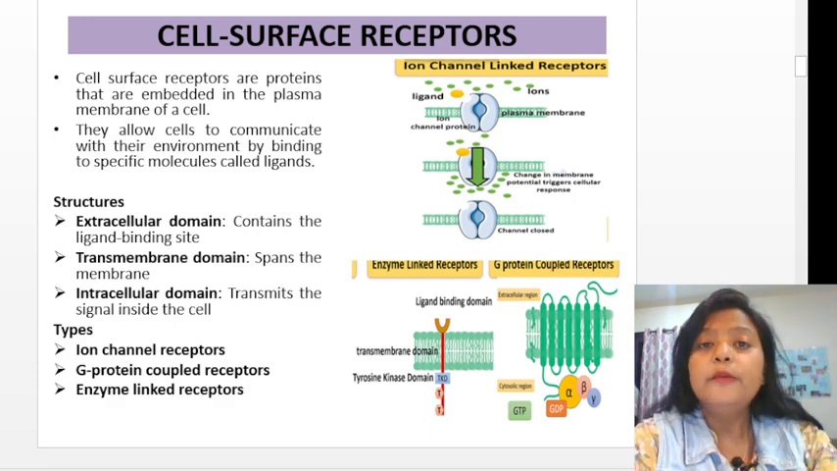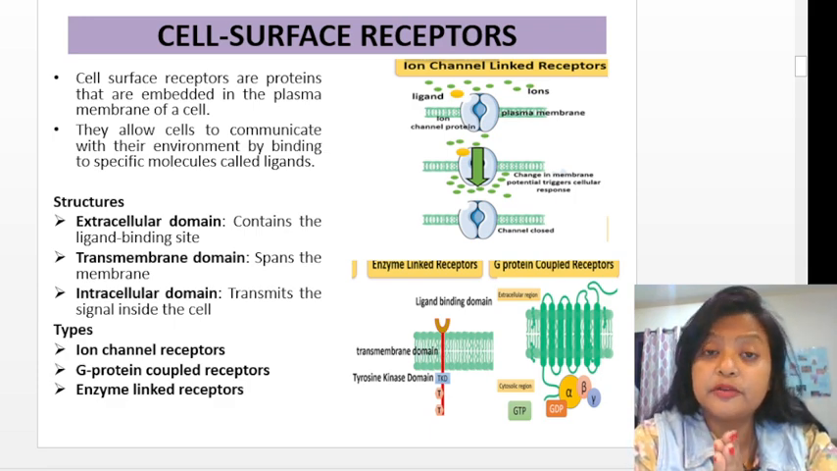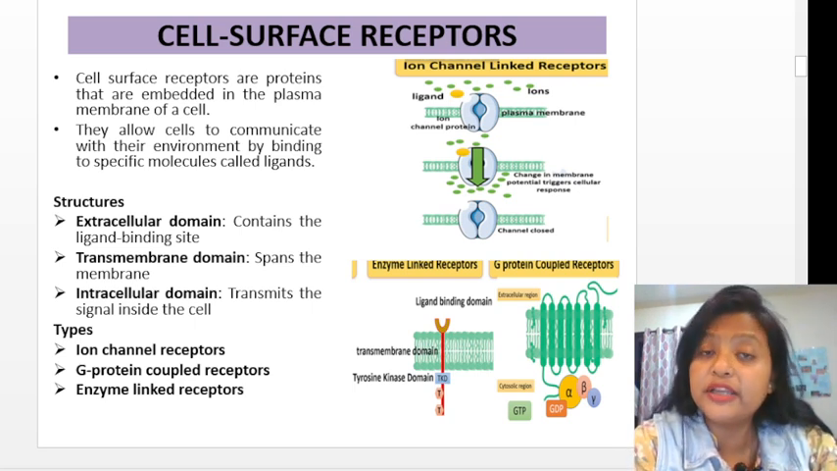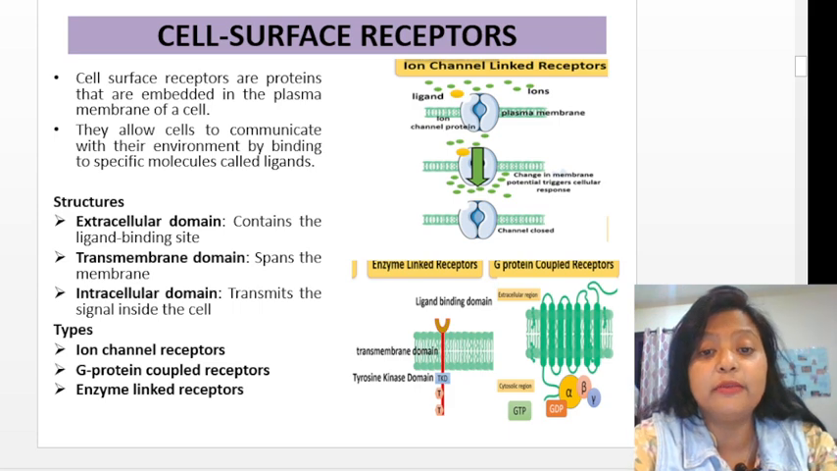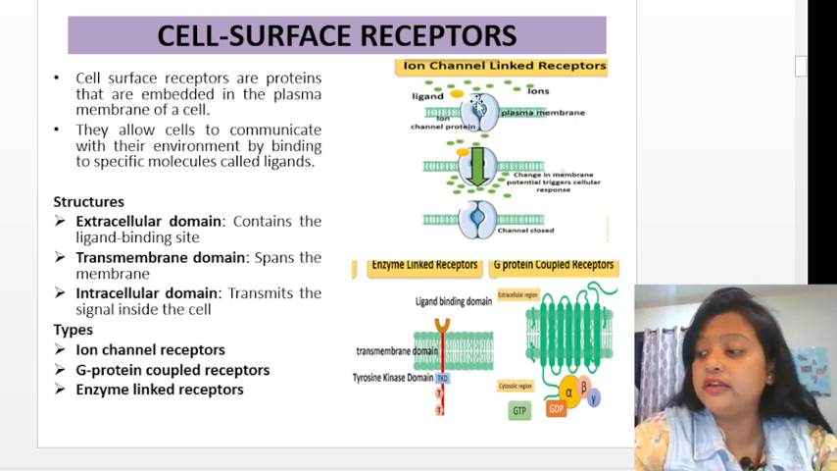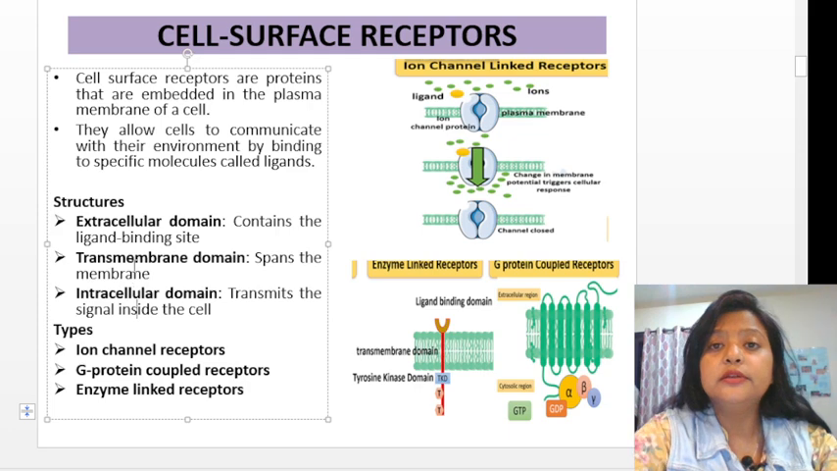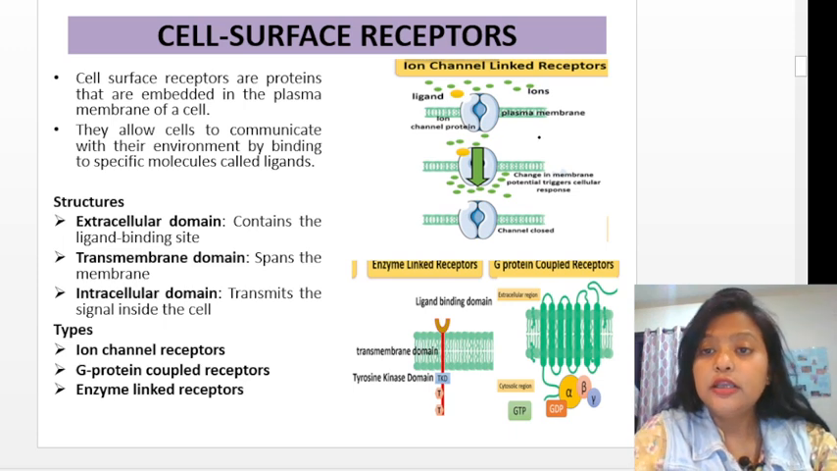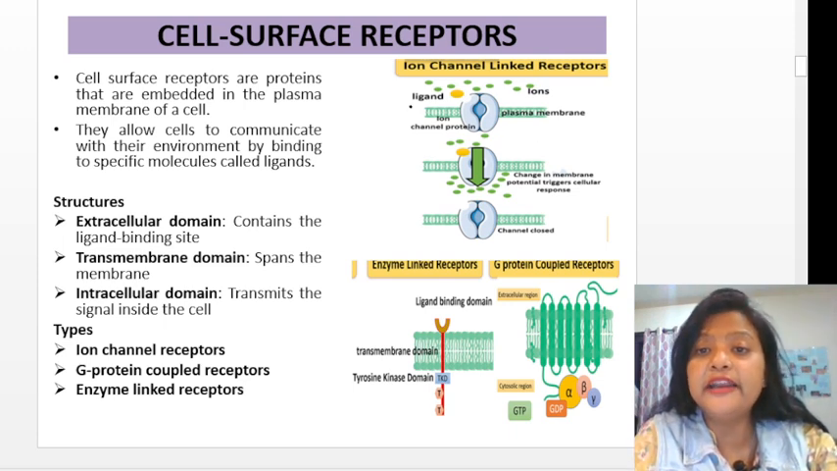Now there are three types of cell surface receptors. One is ion channel receptors, one is G protein coupled receptors, and one is enzyme linked receptors. I have given a diagram on the right hand side. You can see out here, this is the ion channel linked receptors. I'll show you. You can see here, the first one is the ion channel receptors.